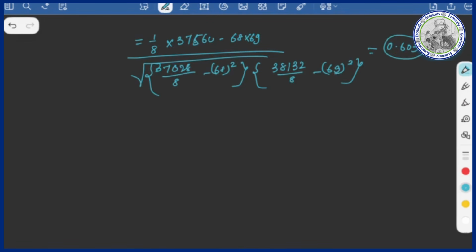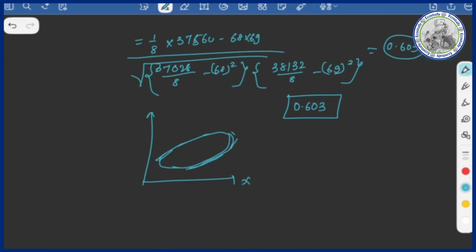0.603. So 0.603 means how it is correlated. It will correlate like this for x and y data, and it is positively correlated.